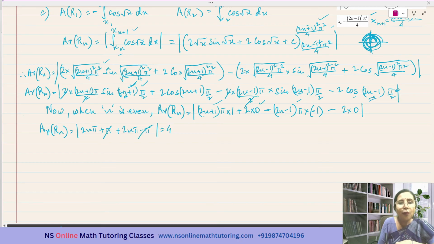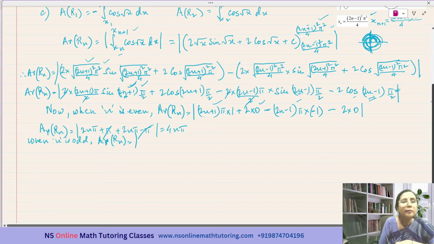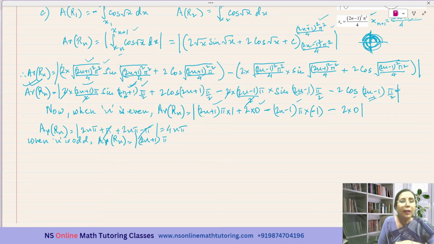So this is equal to 4π. Okay. Now, when n is odd, sorry, the area of Rn is equal to, I'm taking this expression, 2 times sin((2n+1)π/2), or else I'm starting with this expression, okay? sin((2n+1)π/2). And now n is odd.